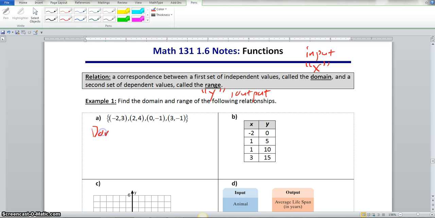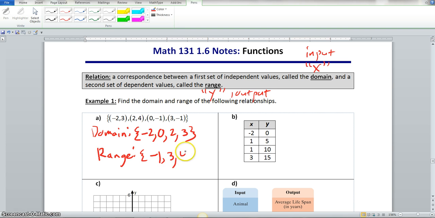So we'll write domain, and we will use braces, and we will write down all of the x values. Typically, we try and write them in numerical order. So it'll be -2, 0, 2, and 3, from the smallest to the highest. So we have range. So we will have -1, 3, and also 4.